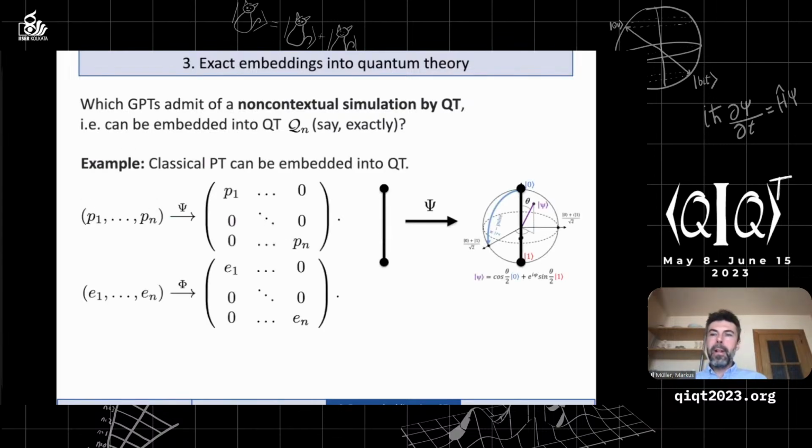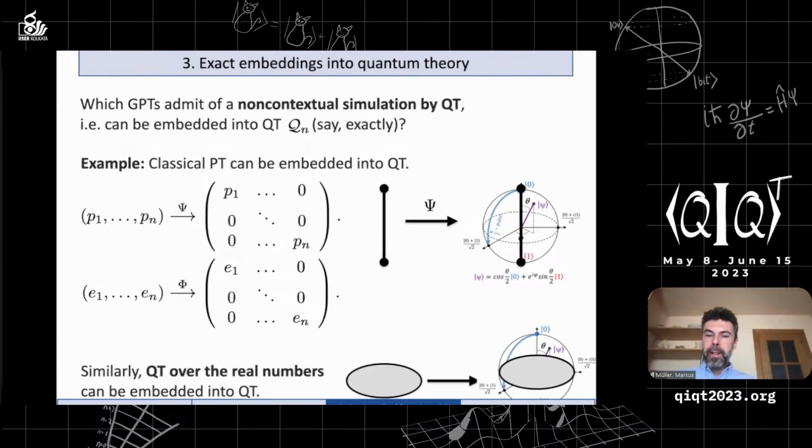And one example is classical probability theory. That's perhaps the simplest example. You can take a probability vector and map it linearly to the diagonal matrices. And then you do the same with the effects. And when you prepare them, you get exactly the same probabilities. Geometrically, you can think of a classical bit as like this line, and you embed it into the north and south pole that's part of the qubit, right? Also, quantum theory over the real numbers can be trivially embedded into a standard complex quantum theory. Real qubits are a circle, like the equatorial circle. You can embed it into the Bloch ball, essentially.